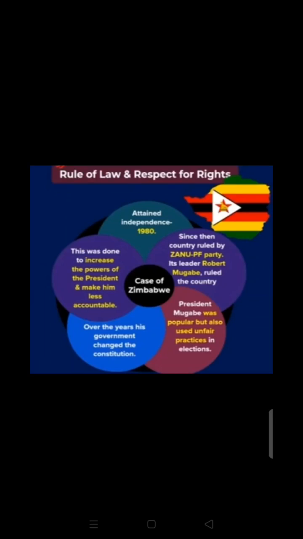President Mugabe is popular but also uses unfair practices in elections. Means when he got the power, then he used unfair practices to remain in power. Over the years, his government has changed the constitution several times, and that constitution increased the power of the president and made him less accountable. Opposition party workers are harassed and their meetings disturbed. Means their meetings have no value. Public protests and demonstrations against the government are declared illegal. There is a law that limits the right to criticize the president.